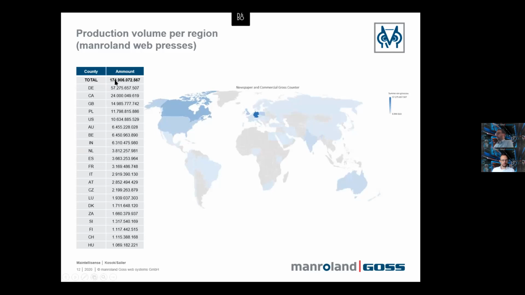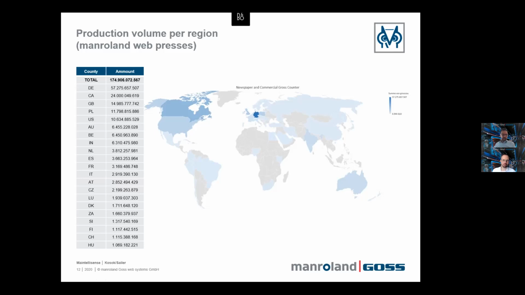around the world. And you see, of course, Germany is strong, but as well, this was a surprise for us, Canada is number 2, Great Britain, Poland, US, Austria, Belgium, and then India. India should be more, I guess. A lot of Indian folks are here, so I think there is a potential for your country to use Manroland equipment more extensively. Yeah, so that's basically what we do.